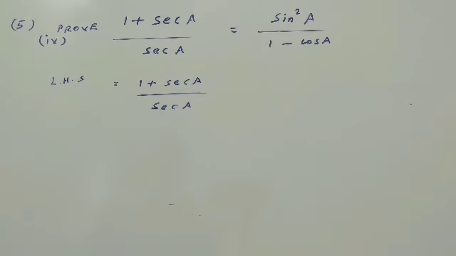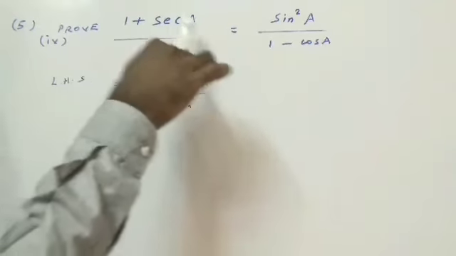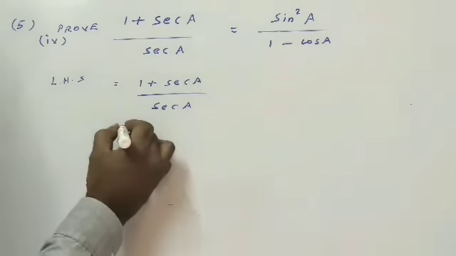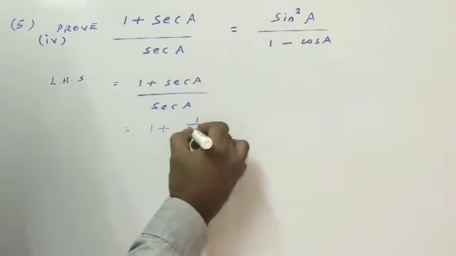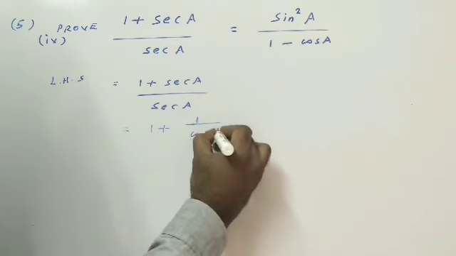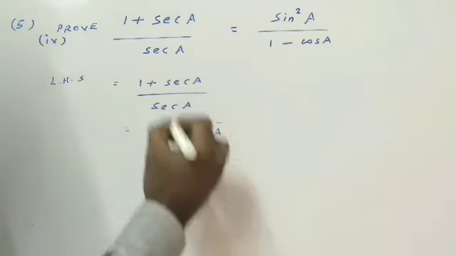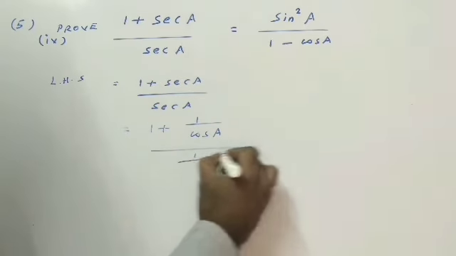Now listen, subdivision 4 in question number 5. Prove (1 plus secant A) by secant A equal to sin square A by (1 minus cos A). Hint is given that solve LHS and RHS separately. First I am going to solve the left hand side. In LHS, (1 plus secant A) by secant A. Now you can write 1 plus, for secant A you can write 1 by cos A, because 1 by cos A is secant A.